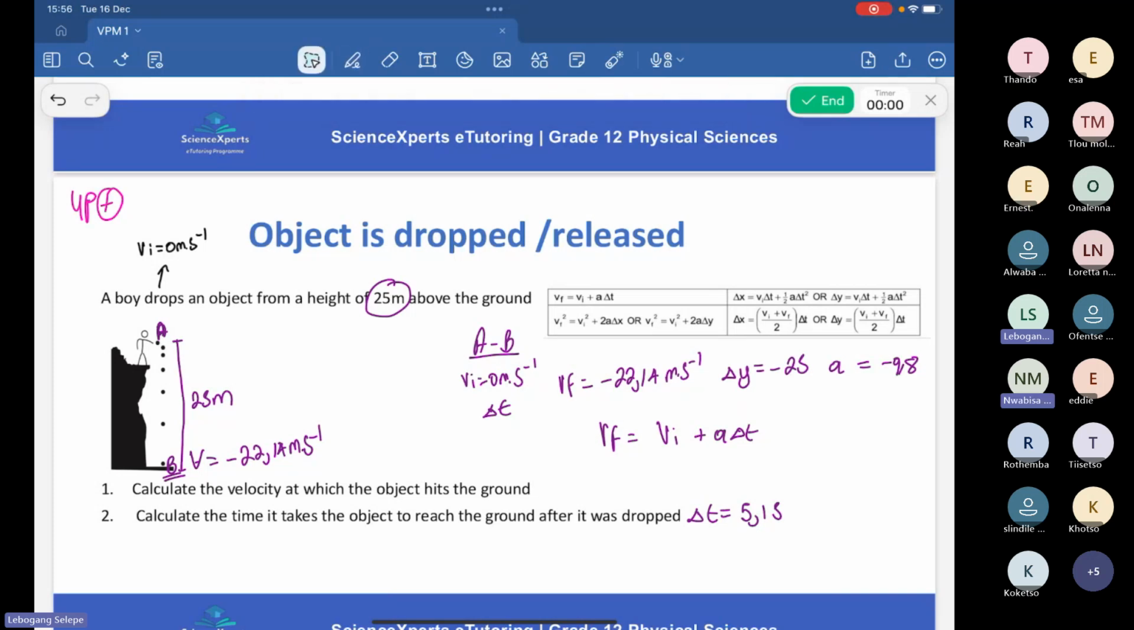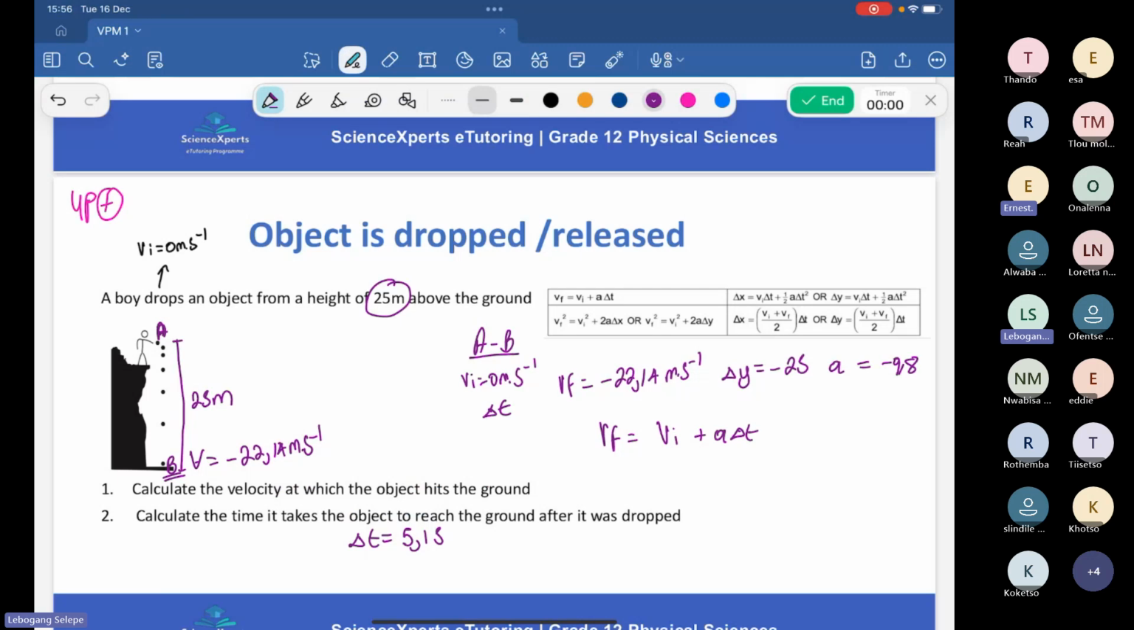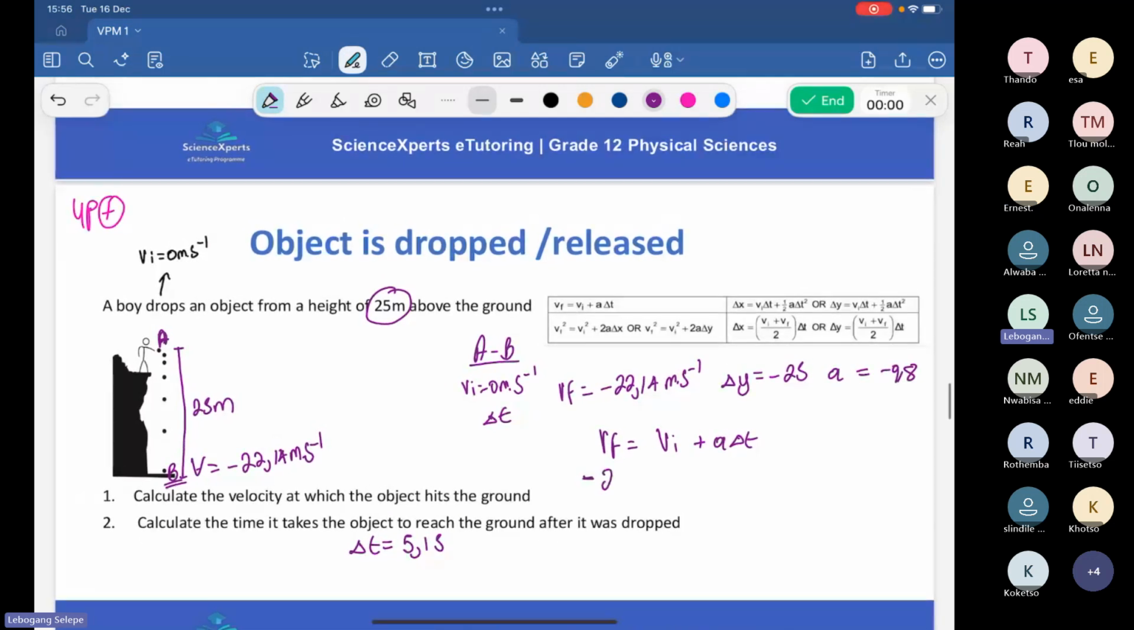Yes, that answer is going to be wrong because I forgot to square the time at the end. So yeah, it's going to be wrong. Oh, okay, so we will fix it. Let me see. So the VF is negative 22.14, V initial 0, acceleration negative 9.8 multiplied by time. So time would then be negative 22.14 divided by negative 9.8. If you get a negative time, just know that your answer is wrong. Don't be in denial.